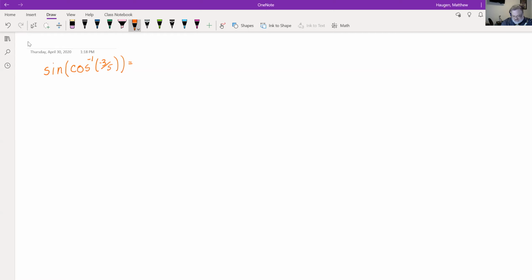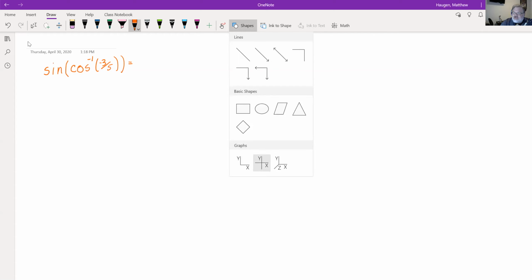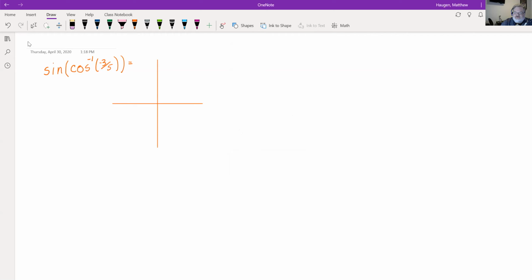So how are we going to approach problems like this? Hopefully you're getting used to the idea that drawing a diagram is going to be helpful. If not, let me try to convince you drawing a diagram is going to be helpful, because drawing a diagram is helpful. So if we're going to try to draw this angle or an angle with this ratio, the first question we need to find the answer to is, what quadrant is this happening in?